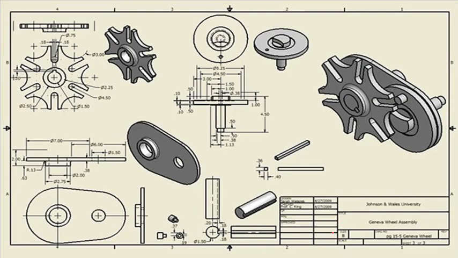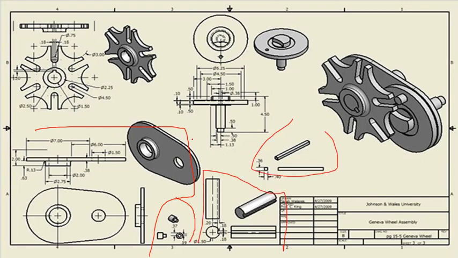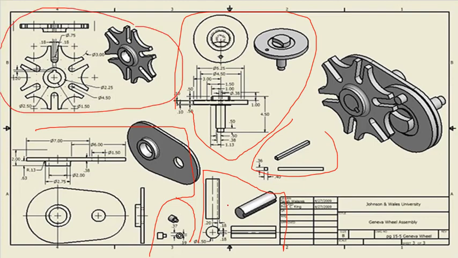Here's another one. This is a Geneva Convention. This is just a mechanism. So this is one part right here. This is another part. This is another part. This is another part. This is another part. And then this is another part. Sometimes we might find multiple parts on one sheet depending on their size. As you can see, that's all front, top, and right side views for this, with isometric drawings and fully dimensioned.